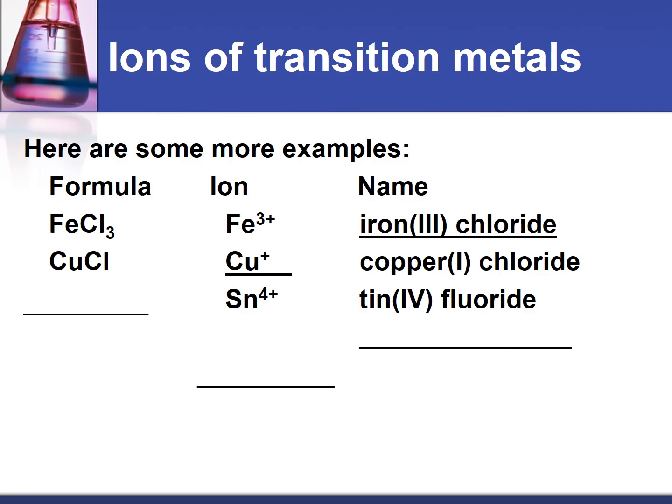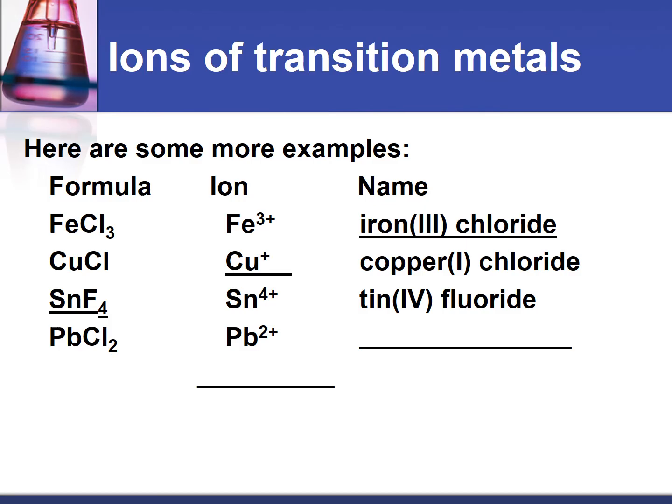If tin has a +4 charge, we call it tin-4. So tin-4 joined to fluorine would be tin-4 fluoride, must have a formula of SnF4. Fluorine always has a -1 charge. The tin has a +4 charge. The only way to neutralize that compound is to have 4 fluorines for every 1 tin-4 ion.